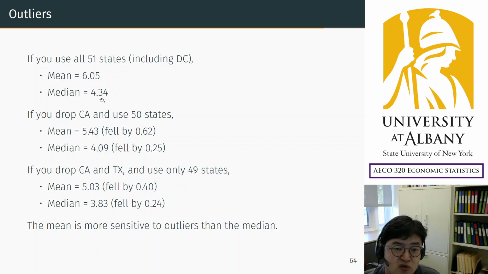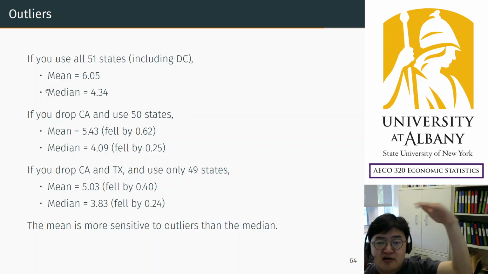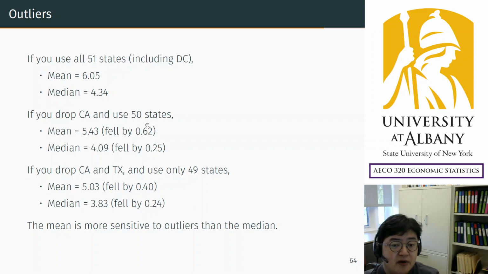So, and also you can check how much the mean and the median change. The mean changes from 6.05 to 5.43, falling by nearly 10%. And then by deleting Texas, it fell again by 0.4. But the median, of course, decreases because the largest state is deleted, but the decrease is much smaller. It only fell by 0.25, 0.24. So it's kind of uniform.